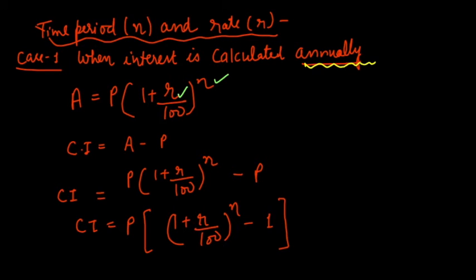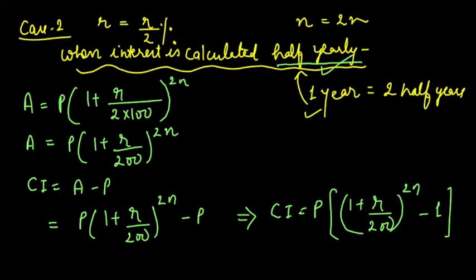But when it is half yearly, then what happens? The rate will also become half, and you will see how many half years are there in 1 year. 2. So your n becomes 2n. It means this will be 2. Okay, 2n means it is going to be 2 in the power only.